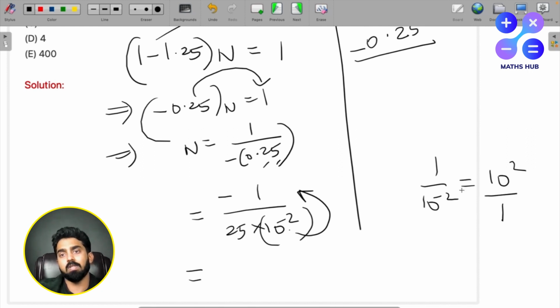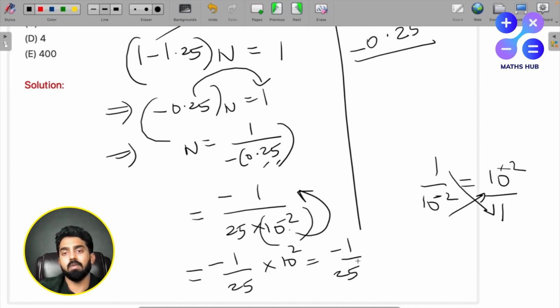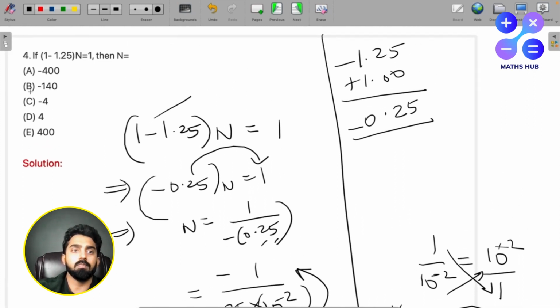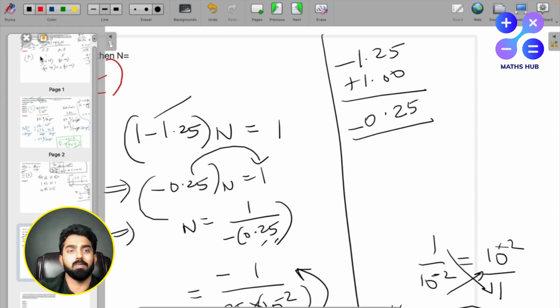10 power 2 by 1. So you can reverse these numbers, but this becomes plus instead. So this is going to become minus 1 by 25 into 10 square, which is minus 1 by 25 into 100. 25 into 4 is 100. So which is minus 4. That is your answer. Correct? So the answer is minus 4, not 4. Answer is C. Let's go to the next question.